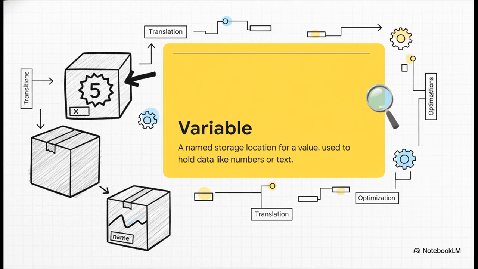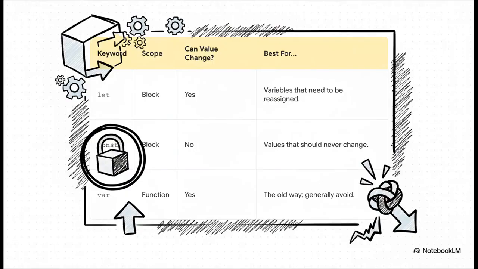The absolute easiest way to think about it is like a labeled box. You give the box a name, say X, and then you put a value inside it, like the number 5. From then on, anytime you need that value, you just refer to the box by its name. It's that simple. Now, in modern JavaScript, we've got 3 main keywords we can use to create these boxes.